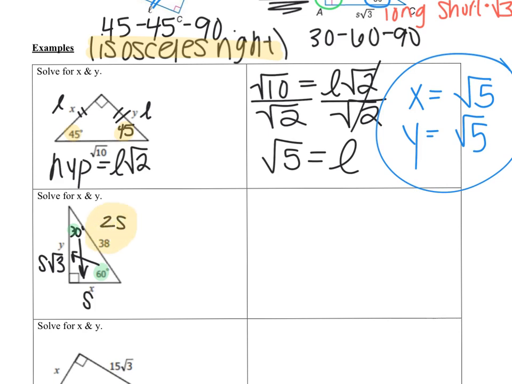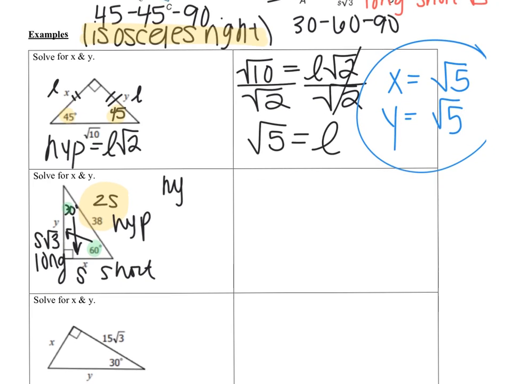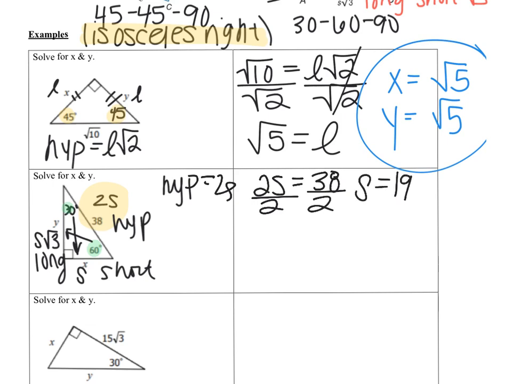So you will notice that what we have a label on is this one right here. We know that 2S is equal to 38. So I have my hypotenuse, my short leg, and my long leg. Since this is what we have labeled, the hypotenuse is equal to 2S. So that's how we're going to solve. I have 2S equals 38. I divide by 2, and I get S equals 19. So that's part 1. My short leg is 19. So X equals 19.